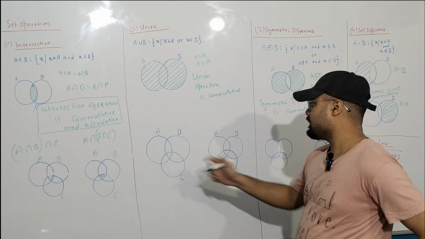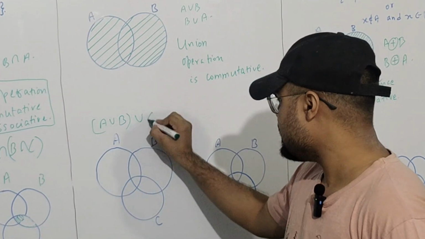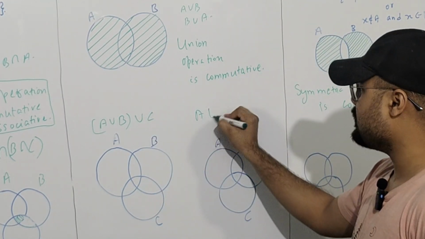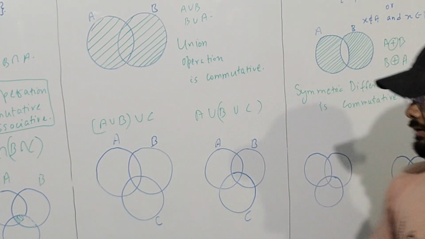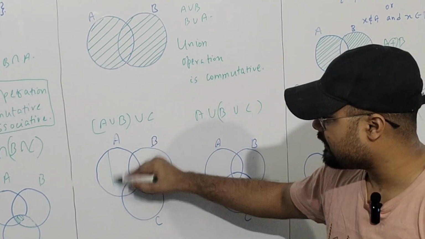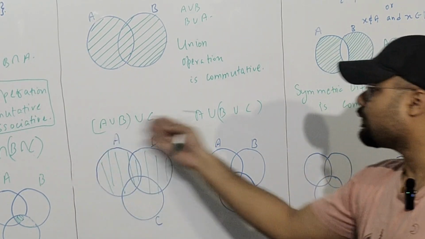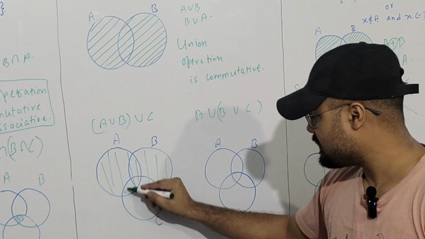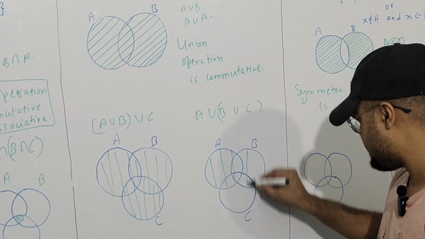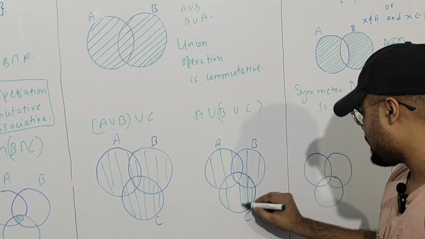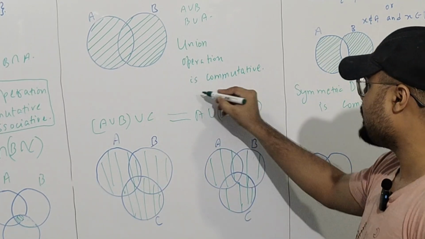Union operation. Left associative, A union B union C, and here right associative, A union B union C. Both ways it will give every element counted once. So left associative is equal to right associative. So union operation is commutative and associative.